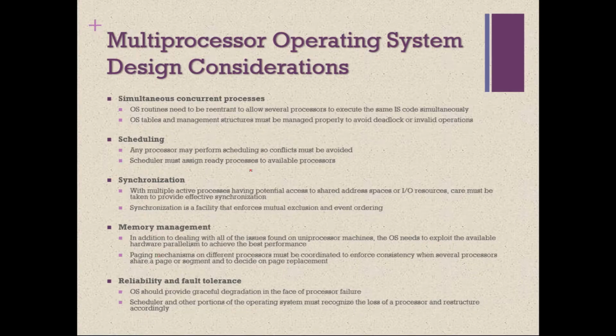And these are some of the design considerations with respect to a multiprocessor operating system. We have discussed that there should be a single integrated operating system. This operating system should have many features to properly coordinate that many processes. So it should be able to execute concurrent processes simultaneously, in the sense it should allow several processors to execute the same instruction code, the same instruction stream, simultaneously.